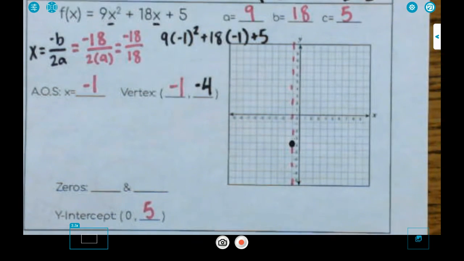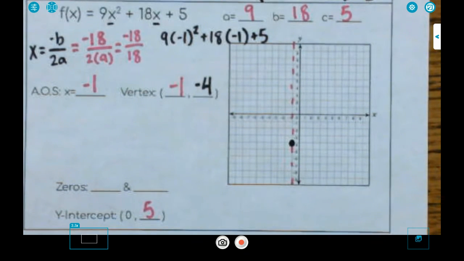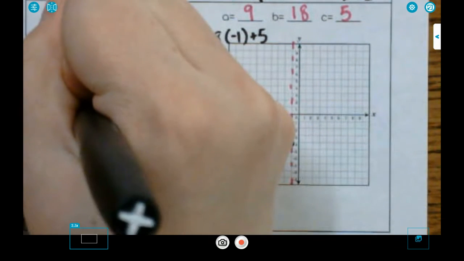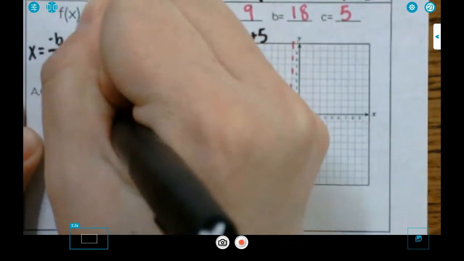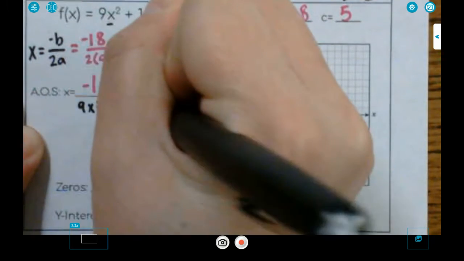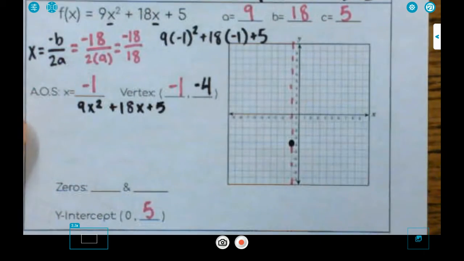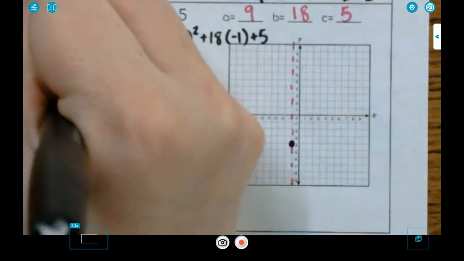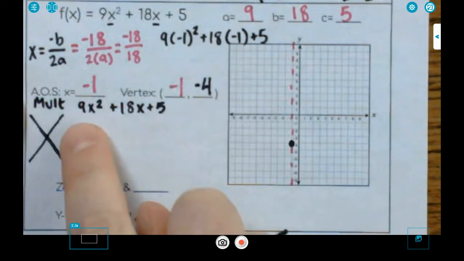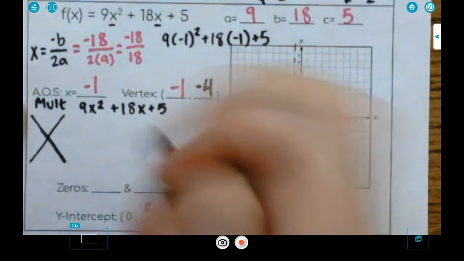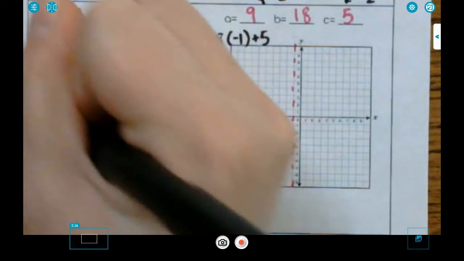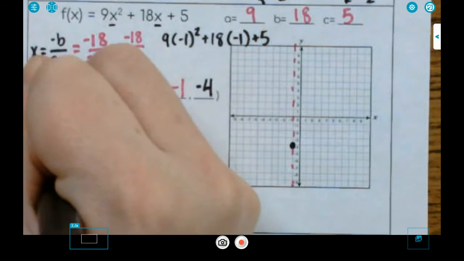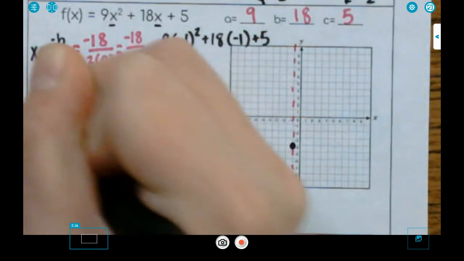Okay. For factoring, I'm going to rewrite my problem because I like to have it right here so I know what I'm going to split up. 9x squared plus 18x plus 5. I need to find two numbers that multiply together to be AC. My A times C here is 9 times 5, which is 45. And then they need to add to be 18.